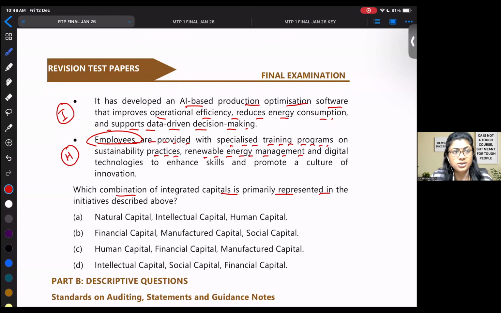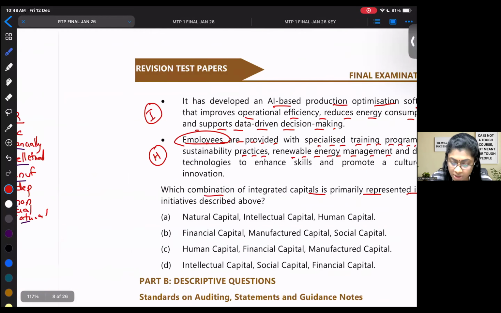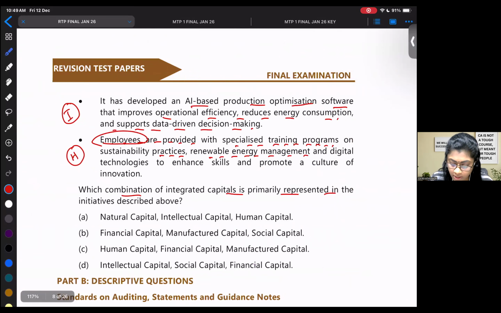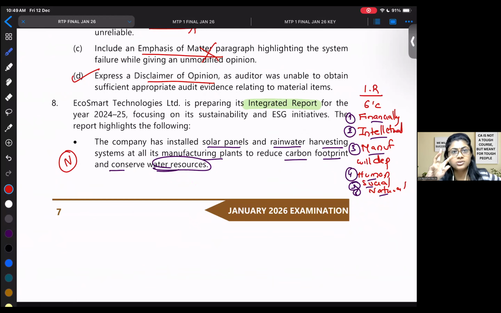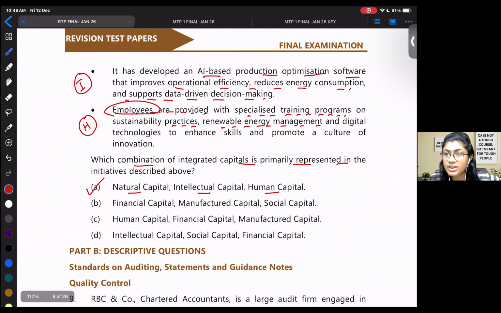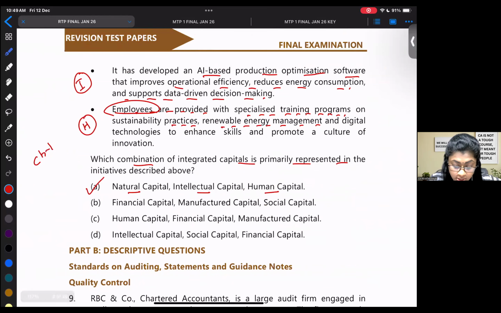So which combination is discussed here? Guys, which combination is discussed here? First is natural, second is intellectual, third is human. Natural, intellectual, human. So answer is A. You understood that sentence? Financially intellectual manufacturer will depend upon 3 things: human, social, and natural. 6 things. With that, this is again chapter number 18, emerging areas. With that, we have completed the first section, which is MCQ. Can you reply whether it is okay or not?